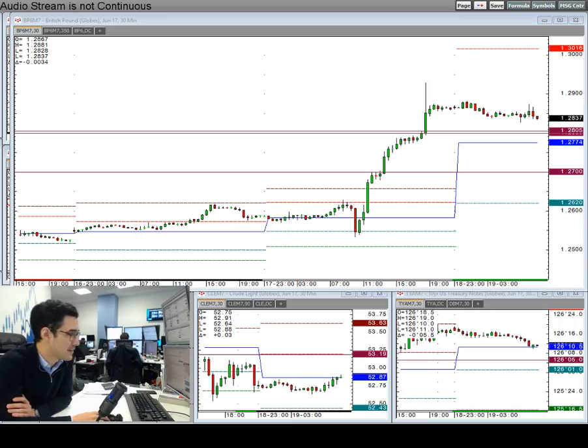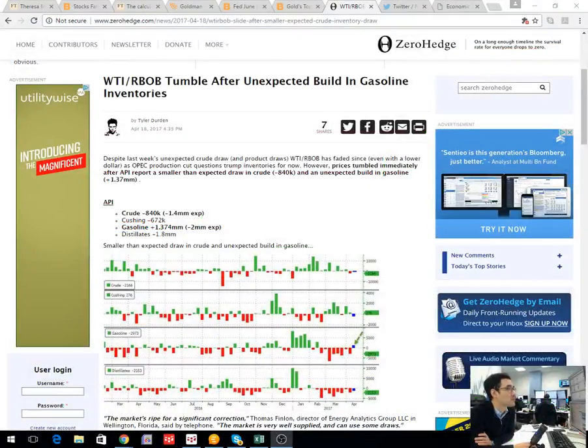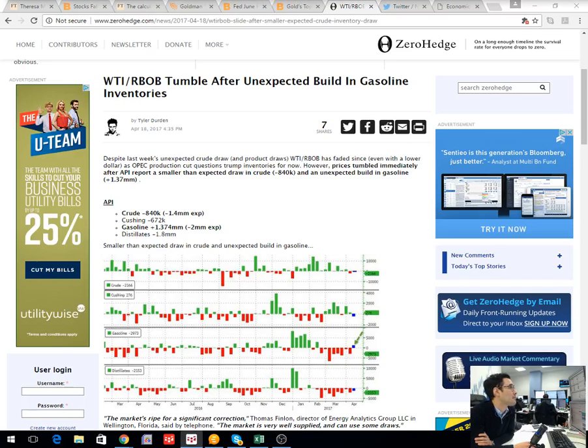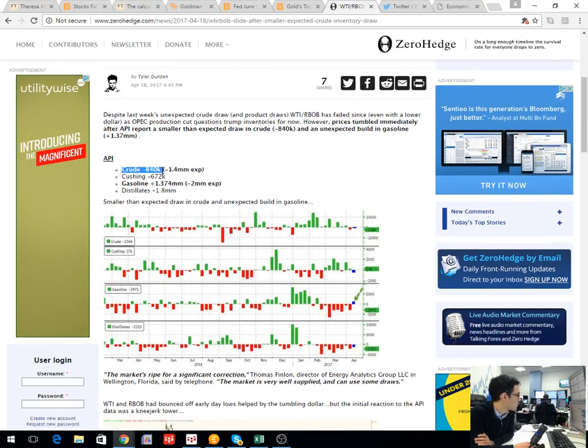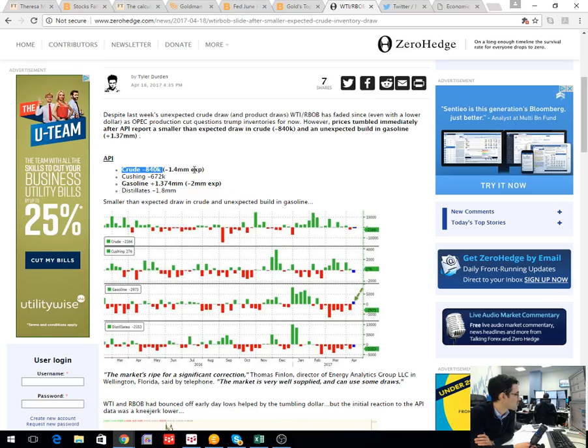Okay, quick look at some other things just to round off the news from overnight. Now, this is obviously much more of a lesser focus on the broader macro perspective short term, but we did have the oil inventory numbers come out last night. These were the numbers. You had a crude drawdown of 840,000. This was against expectations of a draw of 1.4 million, so a smaller draw than expected. Cushing, a draw of 672,000. Gasoline, a build of 1.374 million. Distillates, a draw of 1.8 million.